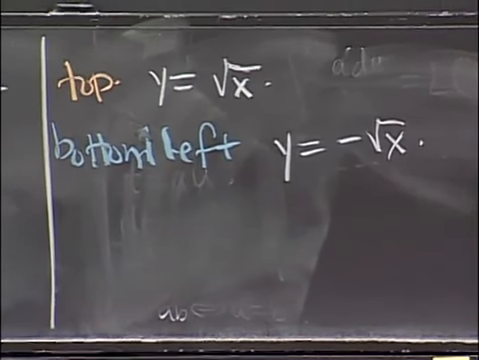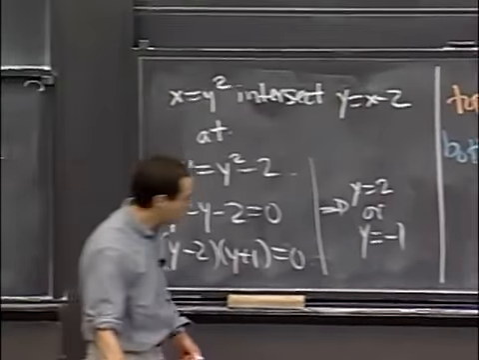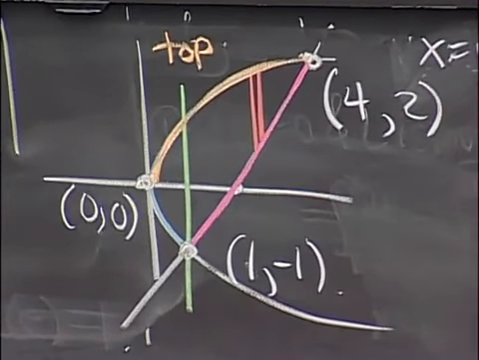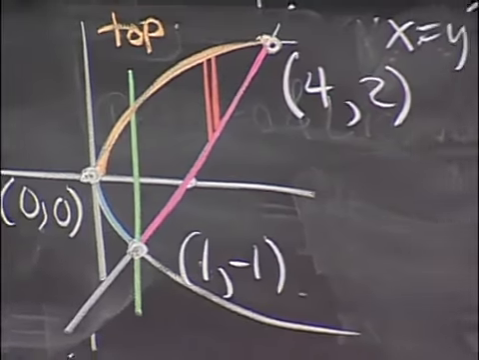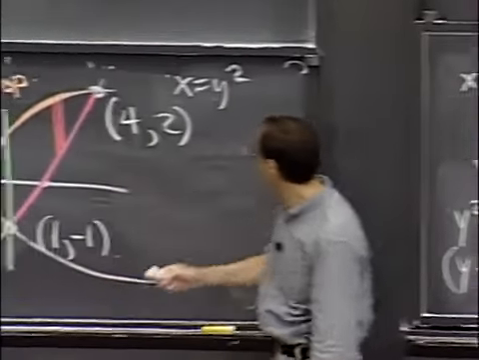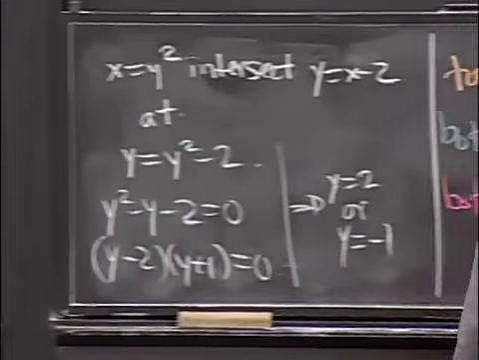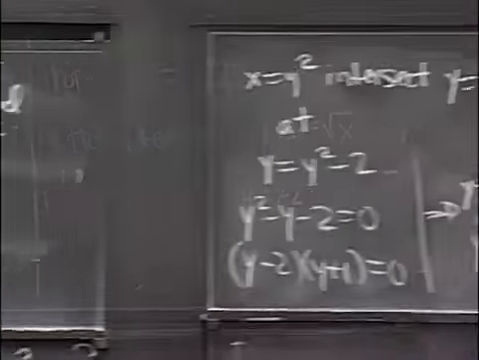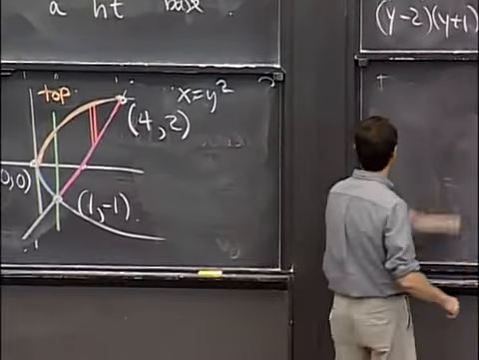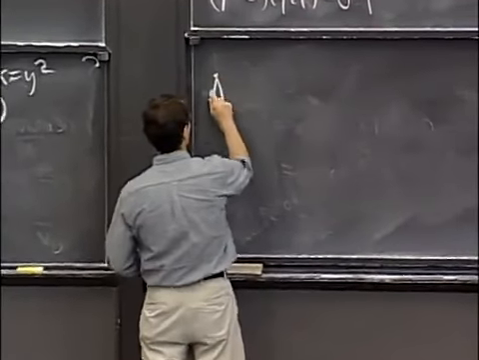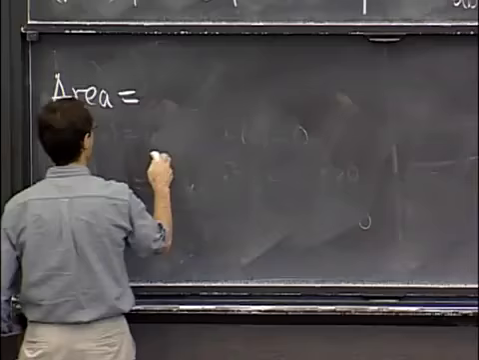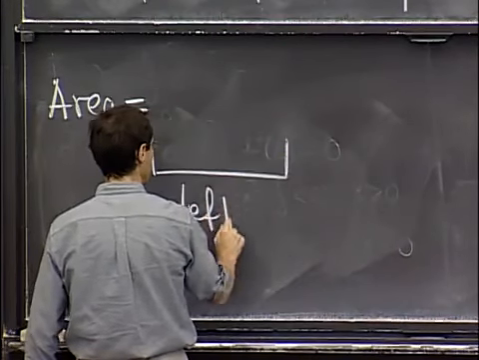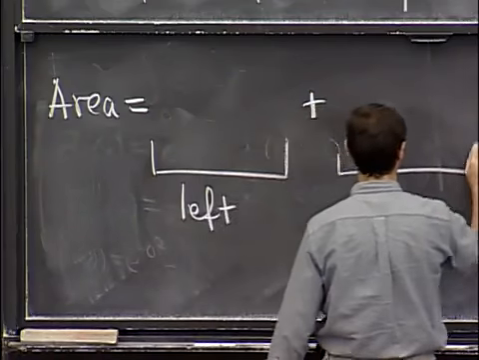Now, the last bit is the bottom right chunk here, which is this pink part. Bottom right. And that one is the formula for the line. And that's y equals x minus 2. Now I'm ready to find the area. It's going to be in two chunks. This is the left part plus the right part.